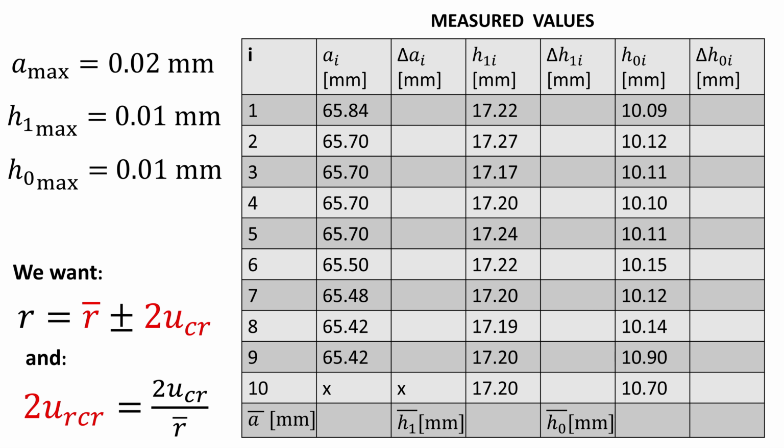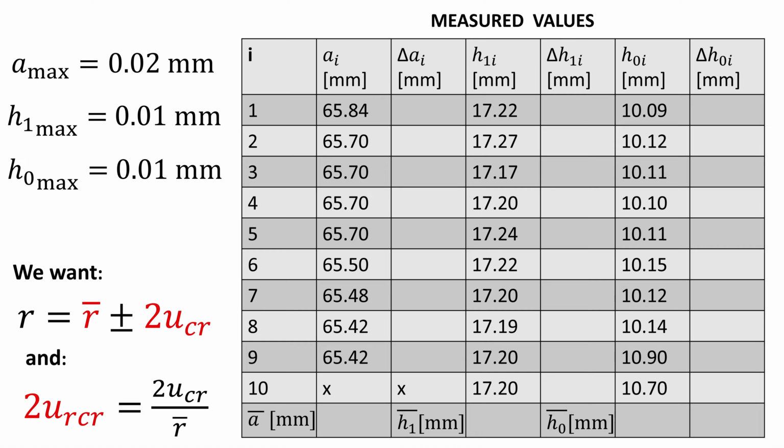Let's say that using a spherometer and a caliper, I measured the following values for these three directly measured quantities, a, h1, and h0. The distance between the spherometer tips, a, was measured 9 times. The position of the central tip of the spherometer on the convex spherical surface, h1, was measured 10 times. The position of the central tip on a flat horizontal surface, h0, was also measured 10 times. 10 is the minimum recommended number of repeated measurements for directly measured quantities. If I wanted a more precise result for the radius of curvature, I could perform more than 10 measurements.